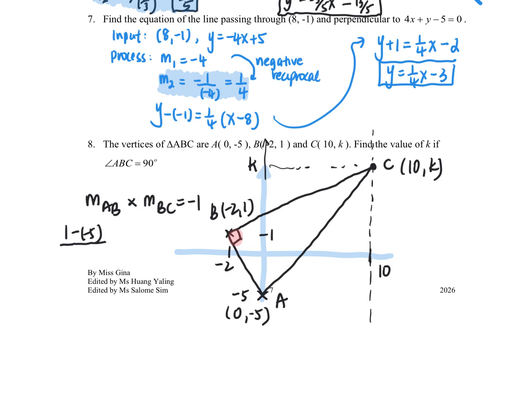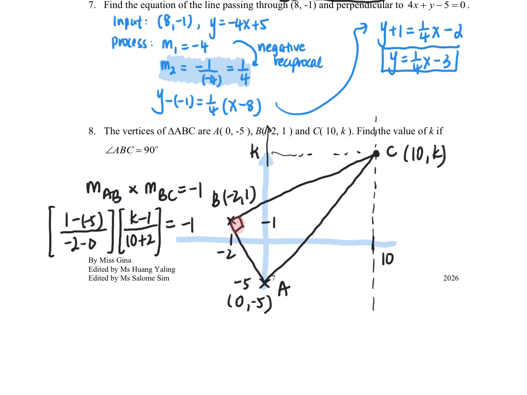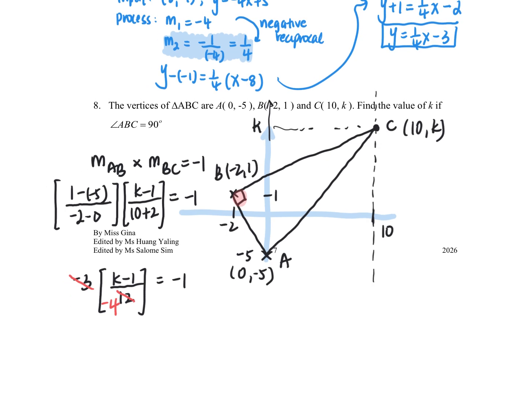So gradient of AB, I do y2 minus y1 over x2 minus x1: 1 minus minus 5 over minus 2 minus 0. And then BC would be K minus 1 over 10 minus minus 2, so it becomes plus 2. This one is 6 divided by minus 2, so minus 3. Here we have 12. If you simplify, you will end up with K minus 1 over negative 4 is negative 1. Cross multiply. So K is 5.